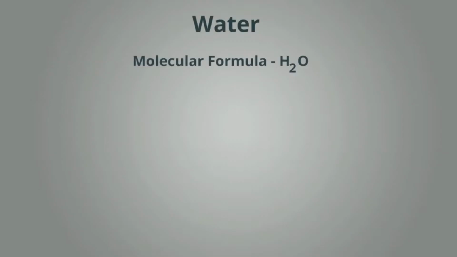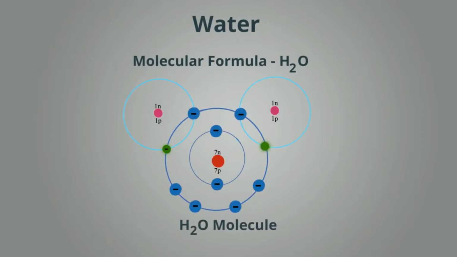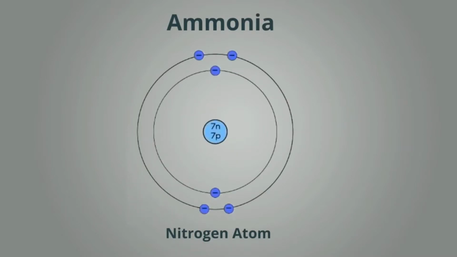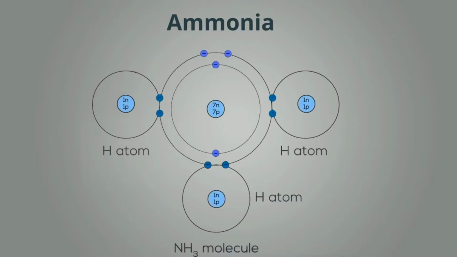Water molecule also contains covalent bonds. It is formed by oxygen, which shares a pair of electrons with each of the hydrogen atoms. As a result, oxygen has 8 electrons in its outermost shell and 2 hydrogen atoms have 2 electrons each, thus attaining a stable state. Similarly, in the case of ammonia, which is NH3, nitrogen shares a pair of electrons with 3 hydrogen atoms. Thus, nitrogen attains a stable configuration of 8 electrons in its outermost shell and hydrogen has 2 electrons in its outermost shell.